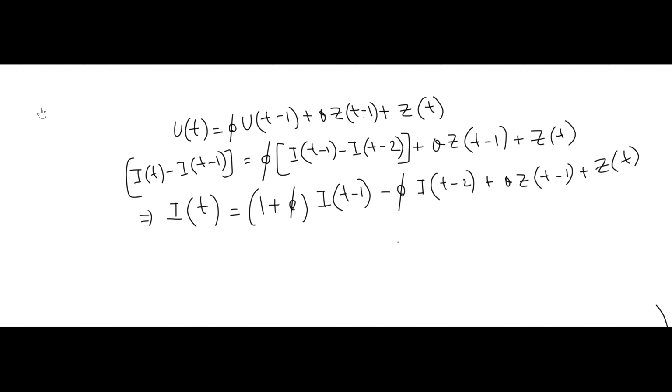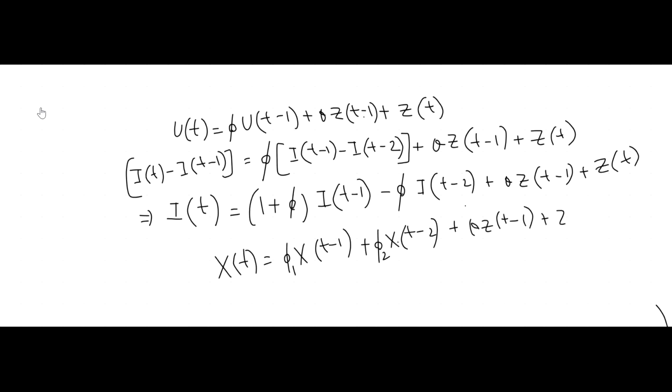If you recall the ARMA equation, it was x_t equal to phi_1 x_{t-1} plus phi_2 x_{t-2} plus theta z_{t-1} plus z_t. This was an ARMA equation. So what is the order of the AR part? 2, right? So it was an ARMA 2-1 equation. Now this also looks like an ARMA 2-1 equation, but this is not called ARMA.